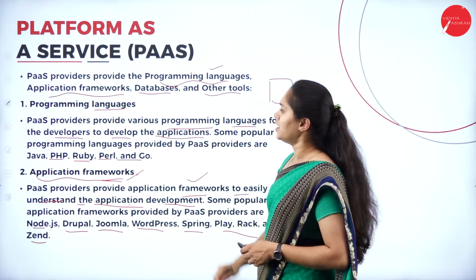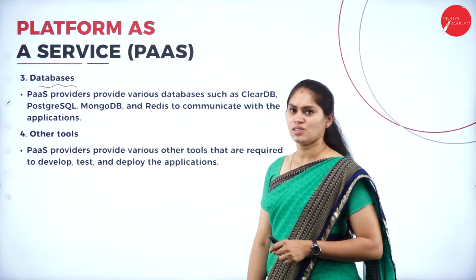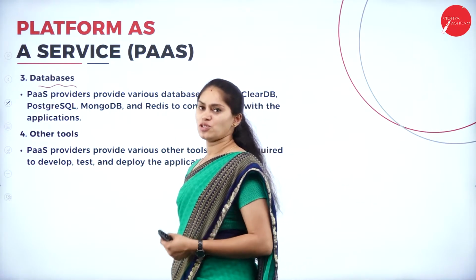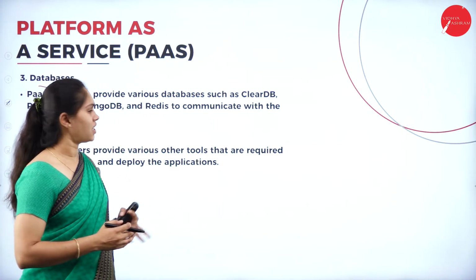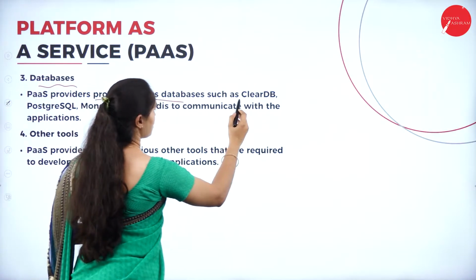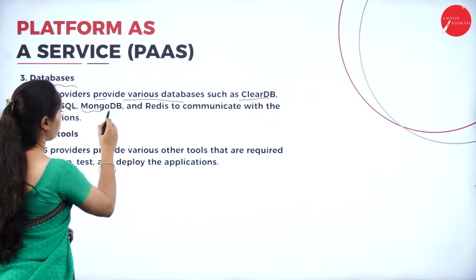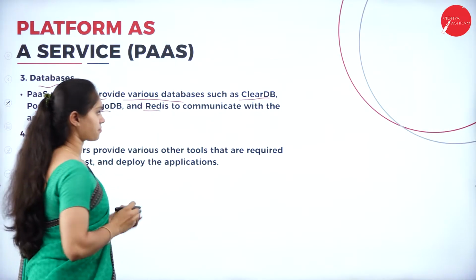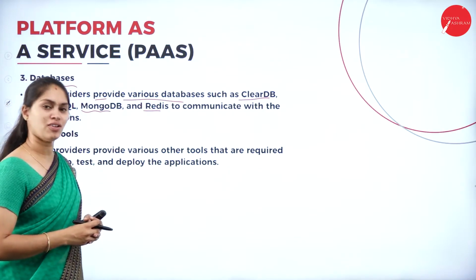So next is databases. Why is a database important? As we all know, if you want to store a large amount of data with a variety of data, then a database is important. It provides various databases such as ClearDB, PostgreSQL, MongoDB and Redis. These are some examples which come into the category of databases.